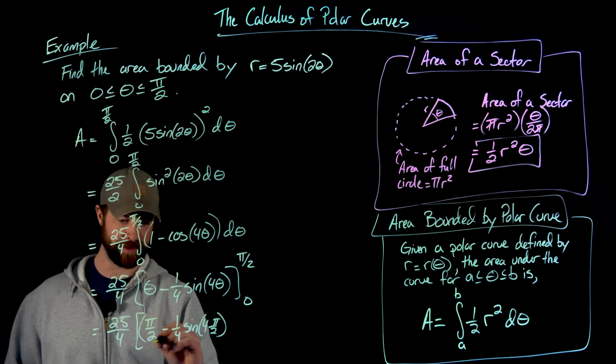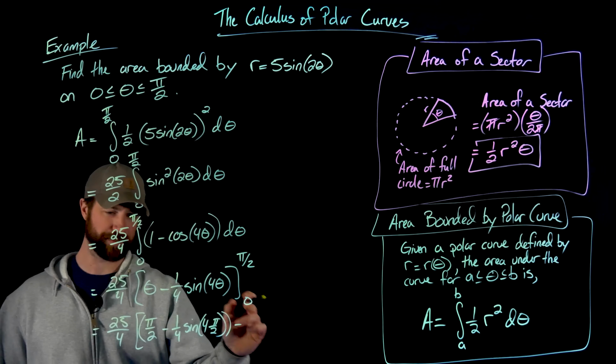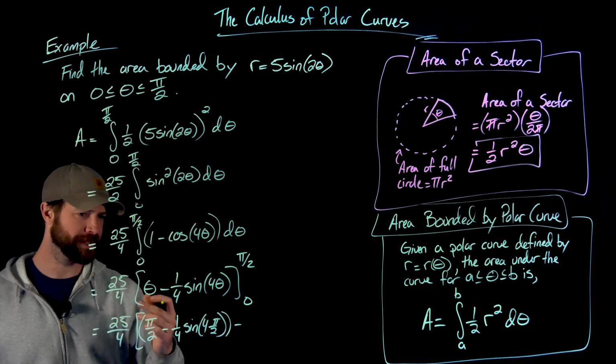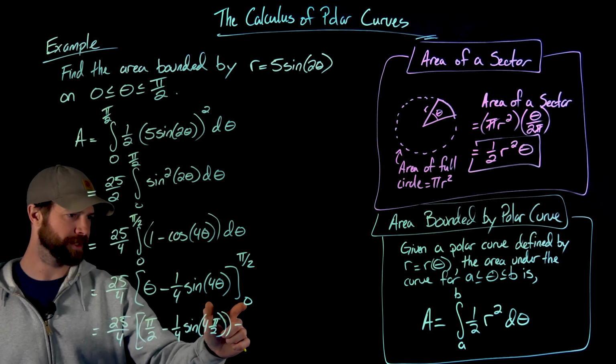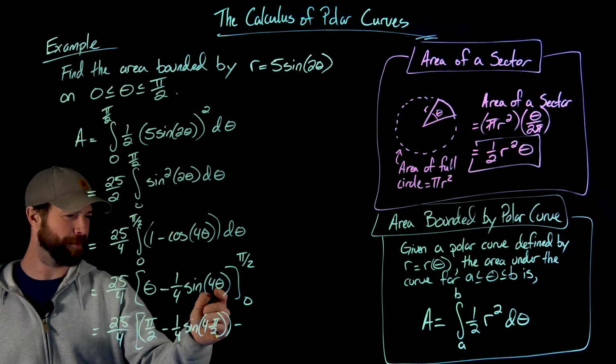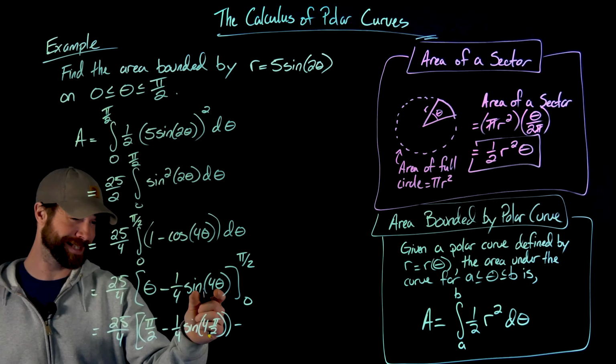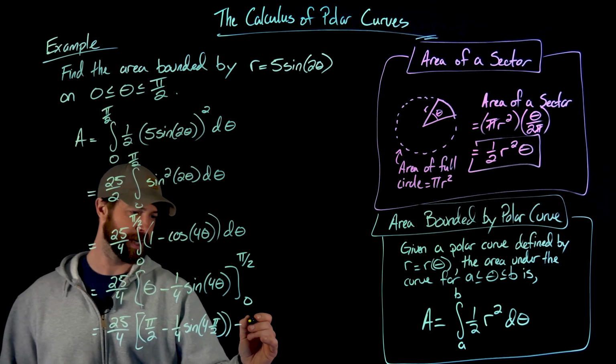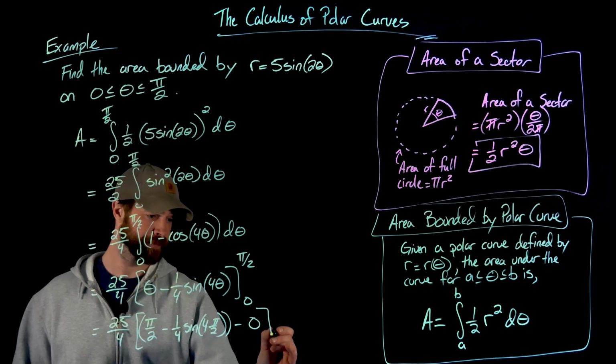And so that's my first term. And then minus plugging in 0. Actually, I can see right away 0 doesn't do anything, so I'm not even going to write it all out, because I get a 0 here minus the sine of 4 times 0, but that'd be just the sine of 0. And so that term just becomes 0.